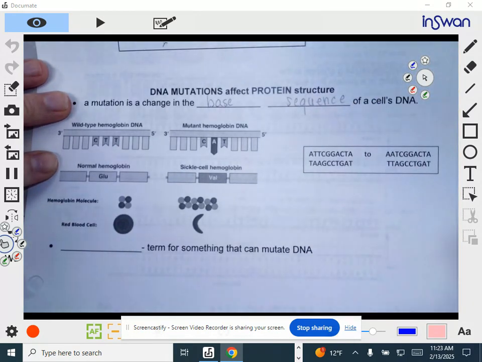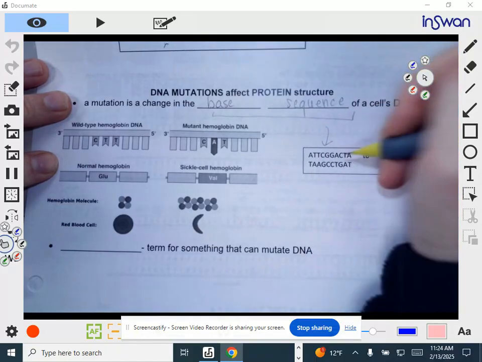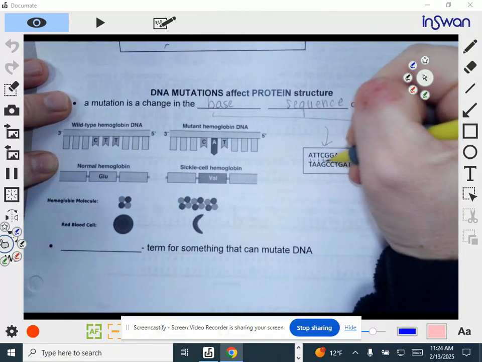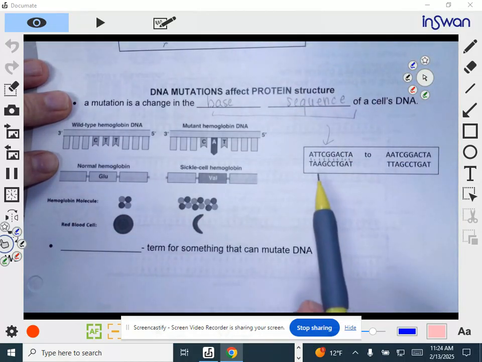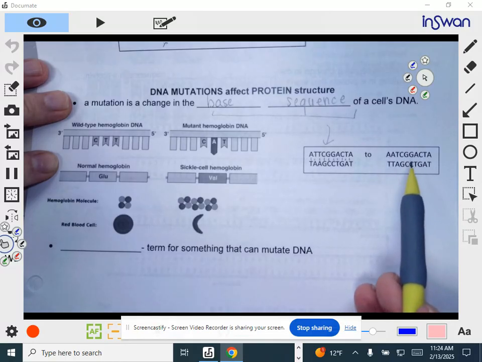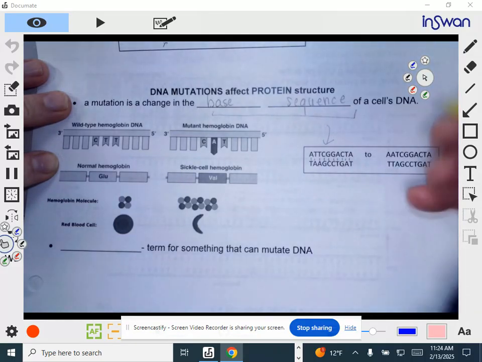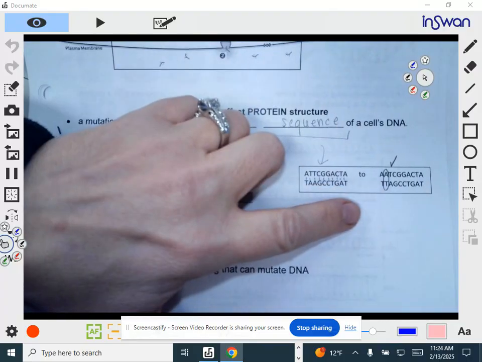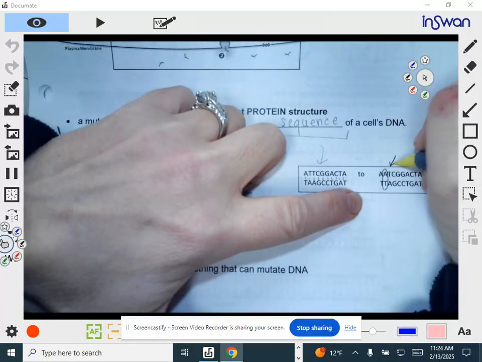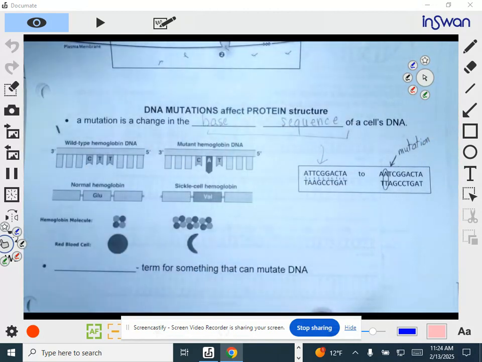So what we mean by a base sequence is simply this. Here's my DNA. Remember, it's double-stranded. We have hydrogen bonds between the bases. If something happens and the DNA in this area no longer reads like this, it reads like this, then that means that there has been a change in our DNA. So right here, that was a mutation. We have a change in the base sequence.